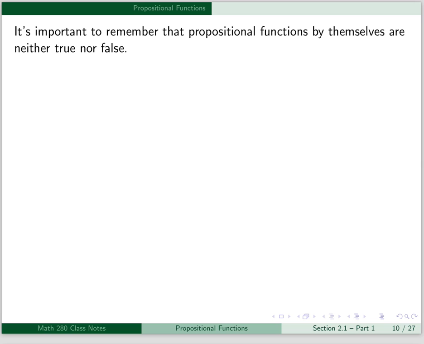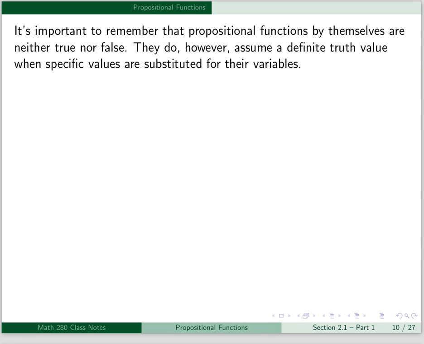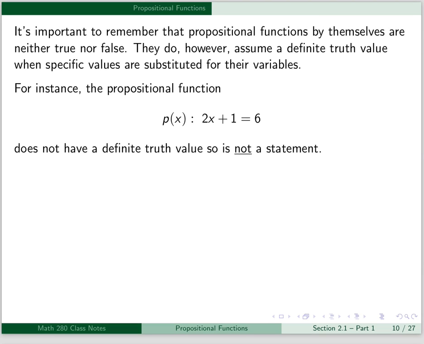It's important to remember that propositional functions by themselves are neither true nor false. They do, however, assume a definite truth value when specific values are substituted for their variables. For instance, the propositional function p of x, 2x plus 1 equals 6, does not have a definite truth value, so it is not a statement.